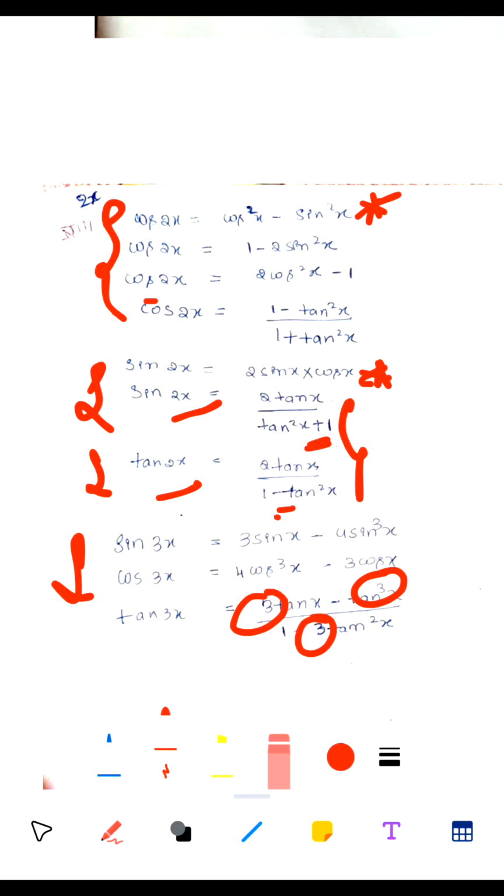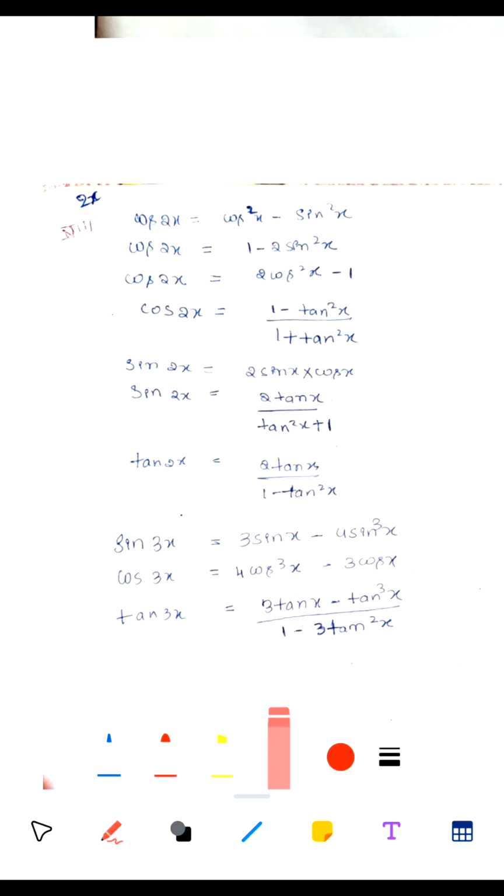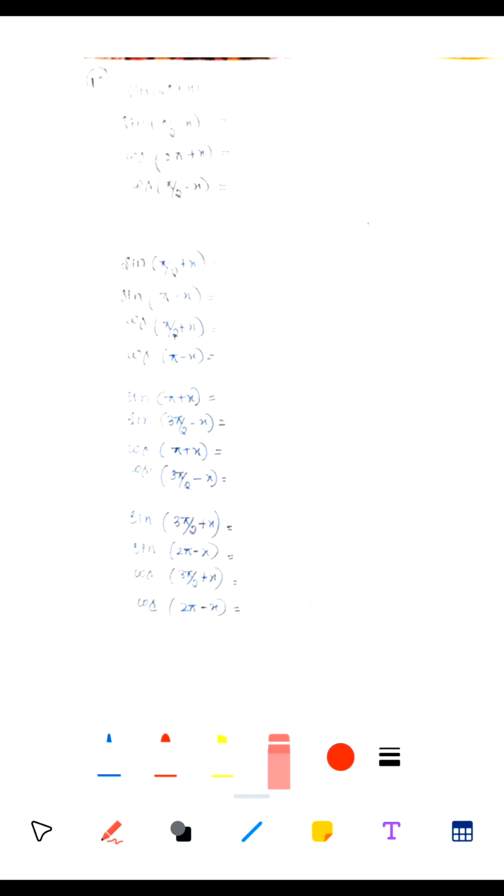See, 3, 3, 3. Just remember, 3 times you have 3. So I hope you got these formulas. If you need a screenshot of it, you can take this. Let us move on to the next formula sheet.